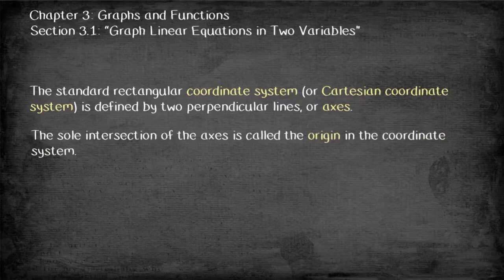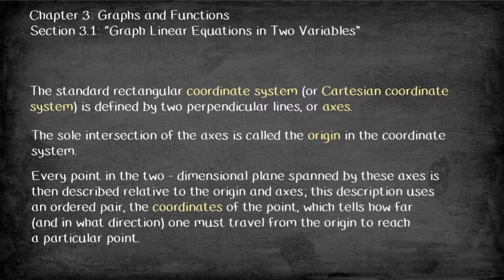These two lines intersect at exactly one point, and the sole intersection point of the axes is called the origin. Every point in the two-dimensional plane that you span with these axes is described relative to the origin and axes. So this description uses an ordered pair, which we'll talk about in a sec, called the coordinates of the point, and they tell us how far and in what direction you have to travel from the origin to reach a particular point.